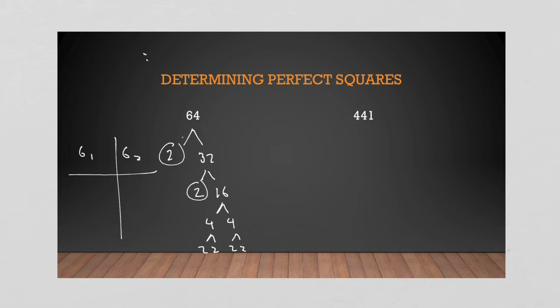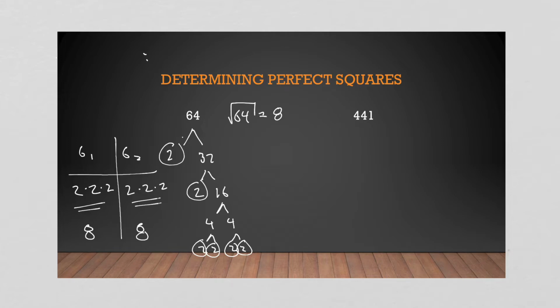So you have 1, 2. I put a 2 here, a 2 here. 1, 2. Put a 2 here and a 2 here. 1, 2. Oh, would you look at that? A 2 here and a 2 here. I have exactly two groups. And those groups are 8 and 8, which means the square root of 64 is 8. So that's how we go about it.